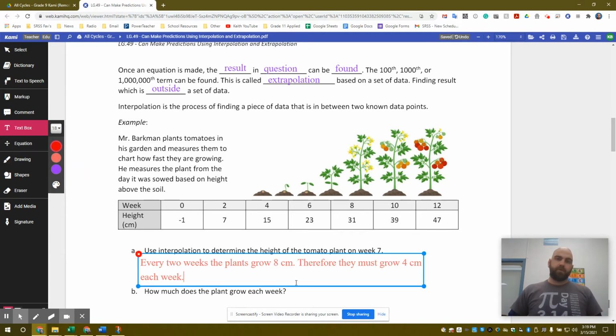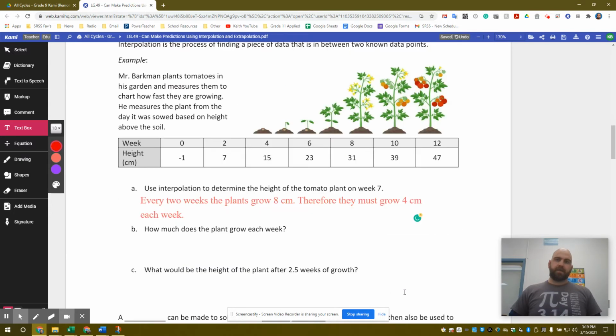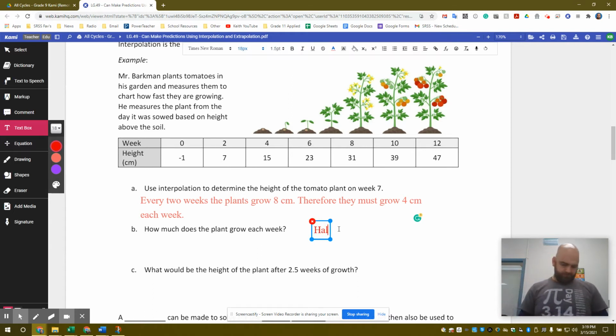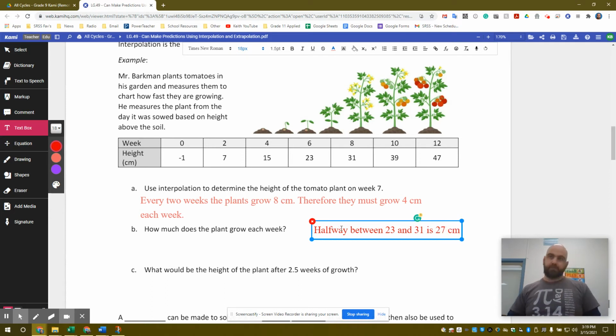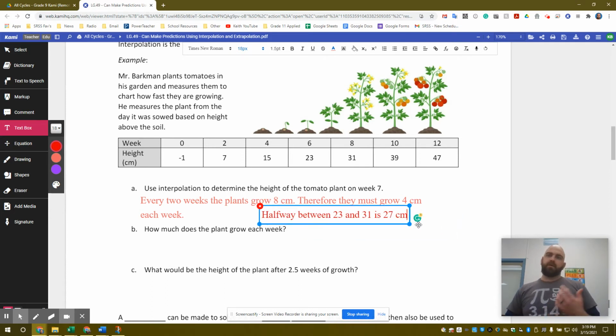So let's put this in here. We actually answered the next question already. So if we interpolate halfway between 23 and 31, it is 27 centimeters. And so that's going to be what our answer is for week 7.